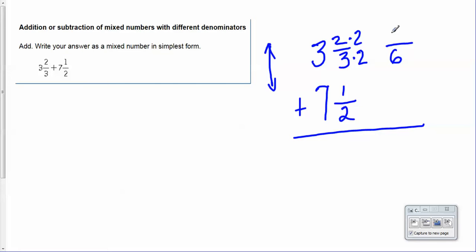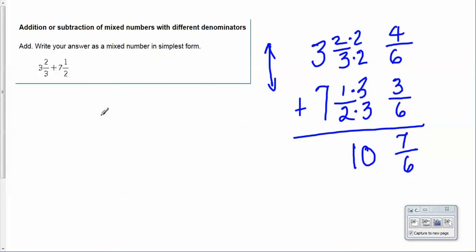The numerator, 2 times 2 equals 4. The same for 1/2. How do I get to a common denominator of sixths? Well, 2 times 3. Fairness rule. If I do it to the denominator, I must do the same thing to the numerator, and 1 times 3 equals 3. So 4 sixths, which is 2/3, plus 3 sixths, which is 1/2, equals 7 sixths. Don't forget about my whole number. 3 plus 7 equals 10.